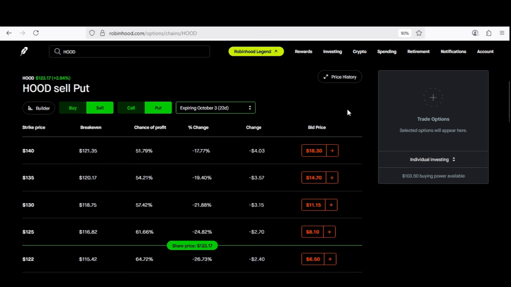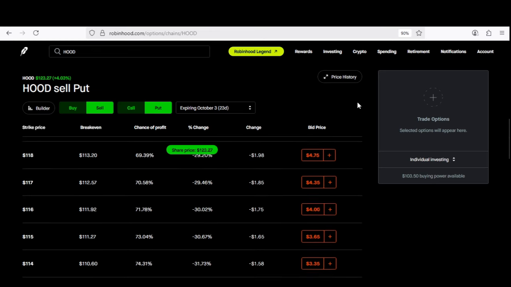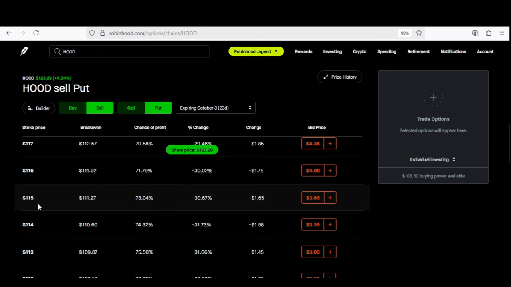Now, this first leg of this option strategy is going to be a sell option. Whenever you do a sell option, you're going to receive money right away. Now, I'm going to go ahead and choose my strike price. The strike price I will be going with is the $115 strike price, and that gives me around a 73% chance of profit.